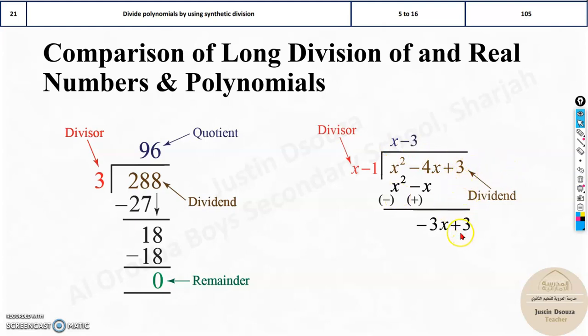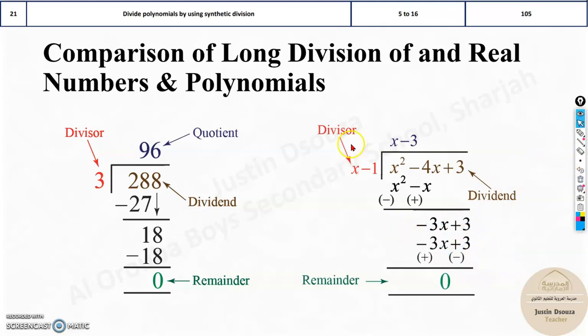You bring this down. And now you need to multiply this by minus 3 to equate it. x times minus 3 will become minus 3x. Minus 3 times minus 3 is plus 3. Now change the signs over here. Plus and minus, both cancel off. You know they are the same thing. Plus and minus becomes 0. This plus and minus becomes 0. The remainder is 0. That's how we do it.